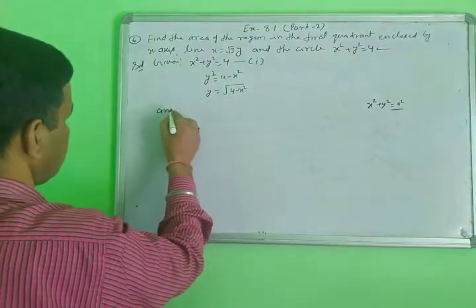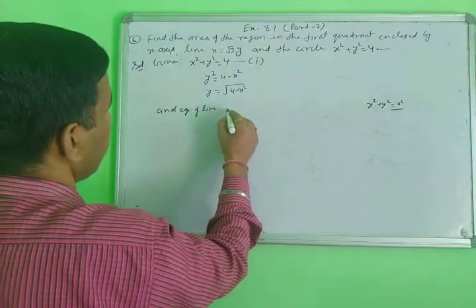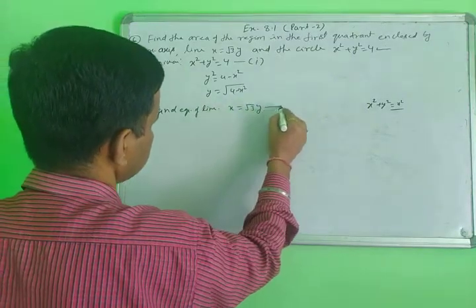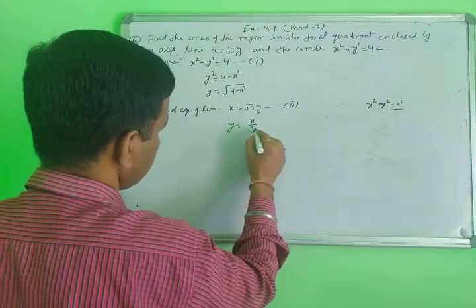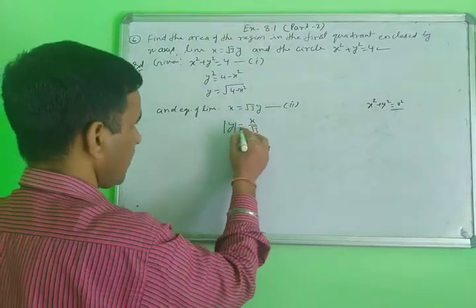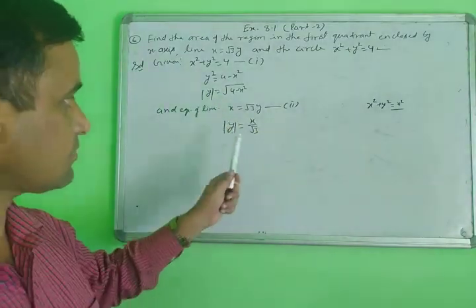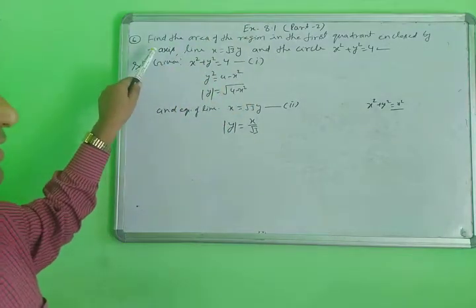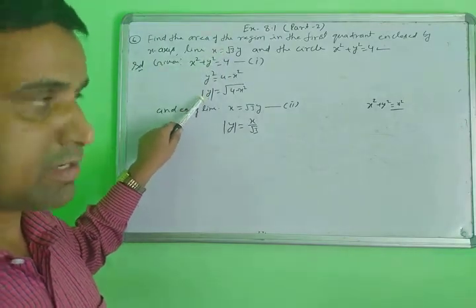And the equation of the line given here, x equal to root 3 y, is the second equation. But what is the value of y? y equal to x upon root 3. Because you require the value of y only, mod y. You require only these two values here. Because you are finding the area with respect to the x-axis, you will use limits of x only, so the function will be converted into y equal.